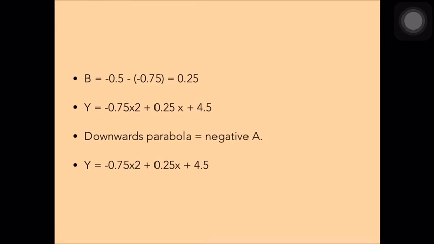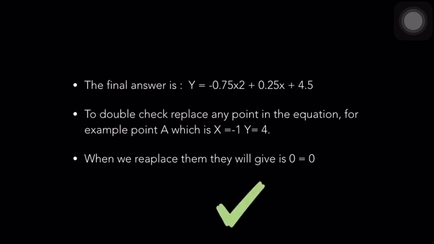Then I'm going to be saying that b is negative 0.5 minus 0.75, which is negative 1.25. And then I'm going to be saying the final equation, which is y equals 0.75x squared plus 0.25x plus 4.5. And our parabola is a downwards parabola, so the a has to be negative. So it's going to be negative 0.75x squared. Then my final quadratic function is y equals negative 0.75x squared plus 0.25x plus 4.5.